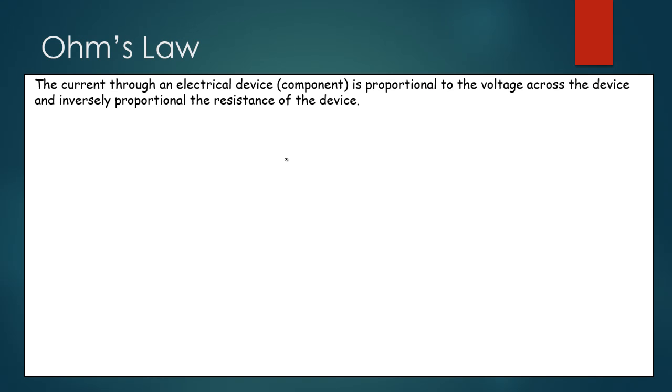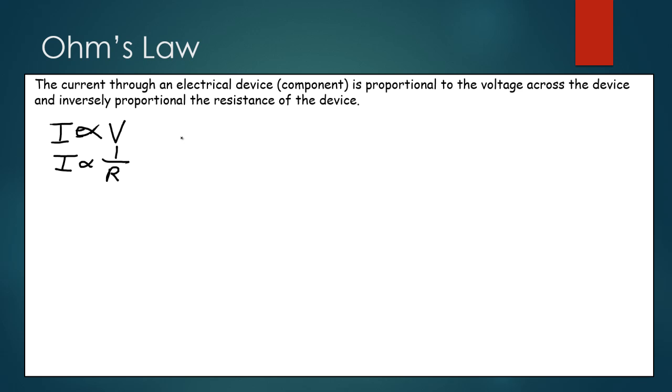All right, now I want to talk about Ohm's law. Ohm's law states that the current through an electrical device or component is proportional to the voltage across the device and inversely proportional to the resistance of the device. So if I were to draw this out in an equation, it would say that the current through a device is proportional, not equal to, the voltage across that device. It would also say that it is proportional to the inverse of the resistance.